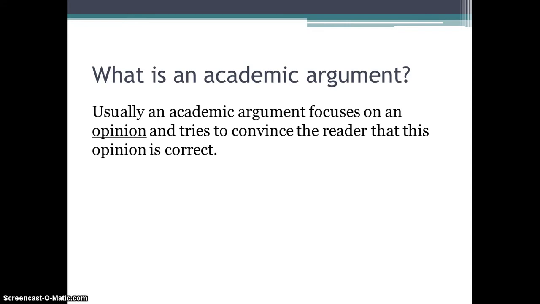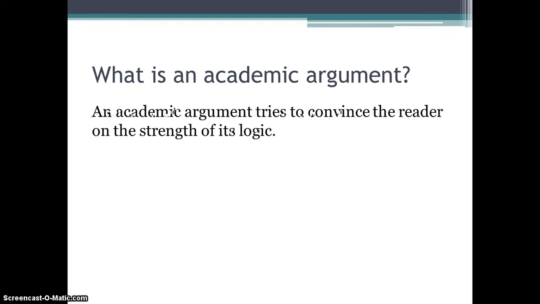So what you're going to do is present the facts as you see them, and present how these facts connect with your assumptions, with your underlying beliefs. And an academic argument tries to convince the reader on the strength of its logic. Therefore, the logic used in the argument needs to strongly show connections between the opinions, the facts, and the beliefs. It's the backbone of any good argument. Without this, if you can't show the logical connections, the logical assumptions, no writer would ever be able to convince a reader of their argument's validity.